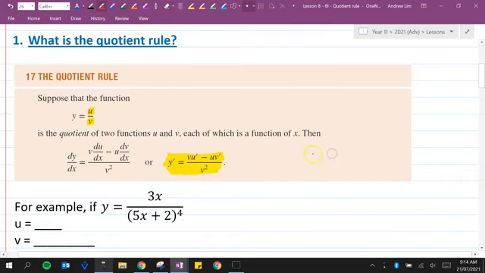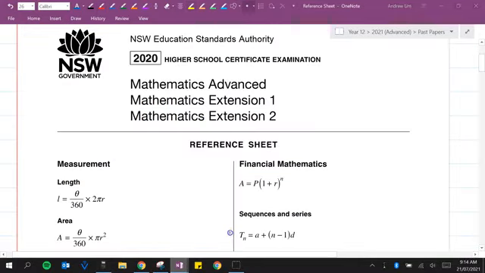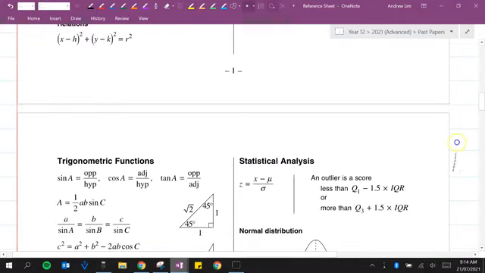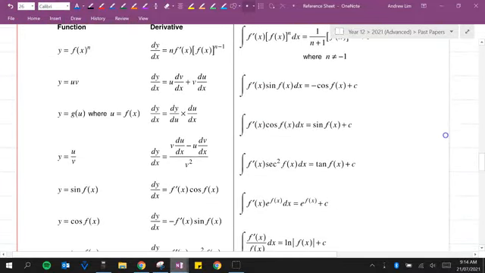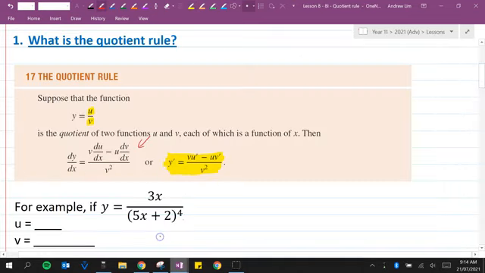But our reference sheet uses this one, so I'll show it to you. Here's our reference sheet. If we scroll down to the differential calculus, here it is, y equals u on v. It gives you the first one: dy/dx is equal to v du/dx minus u times dv/dx, all over v squared. I prefer if you just memorize the second one that I've highlighted here.